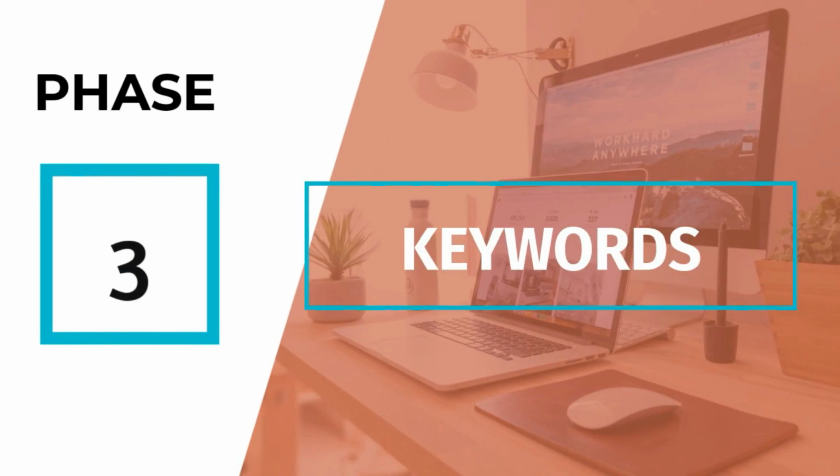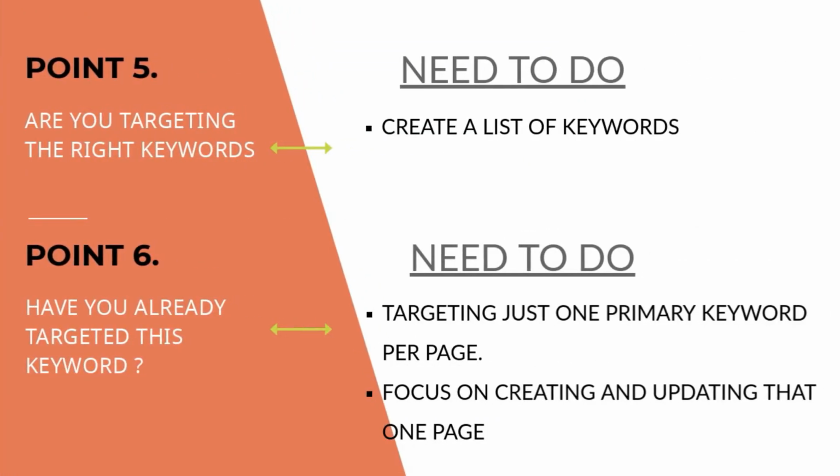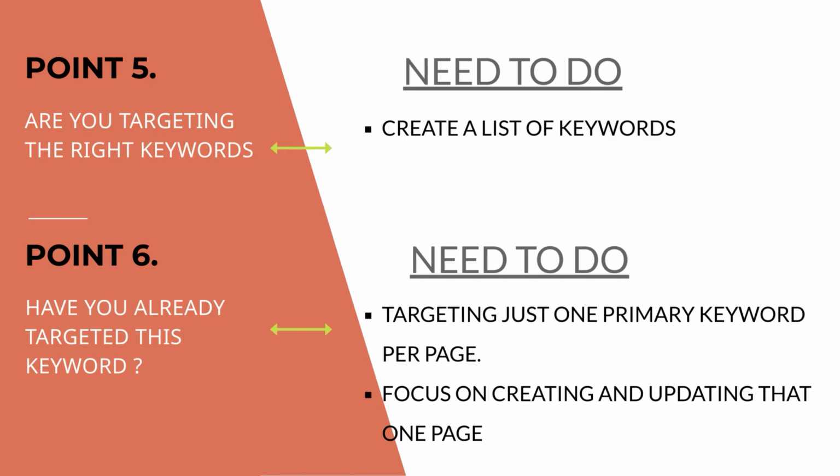Phase 3. Keywords. Point 5. Are you targeting the right keywords? If you want to rank higher in Google, you need to do some keyword analysis just to ensure that you are targeting the right keywords. You can do this with the help of the Ahrefs tool. Simply go to the Keyword Explorer tab and export the list of competitors who are ranking on those keywords. If you do this, you will have a roadmap of what you have to do to compete for your targeted keyword phrase.